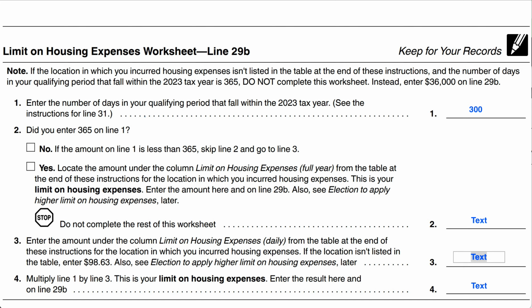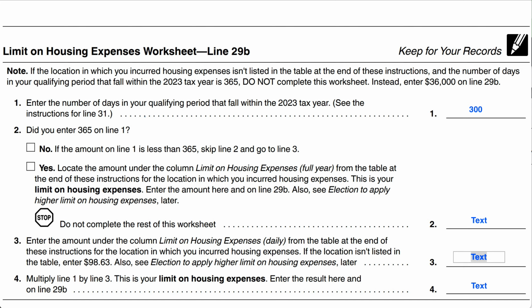In this part of the form, we're specifically talking about what you would need to do in order to calculate the exclusion in Part 6 of Form 2555. That's where line 29B comes in. If you're looking at the housing deduction instead, that would be in Part 9. So this isn't the calculation that gives you the housing exclusion. It's part of the calculation, and this is a critical number on line 29B.